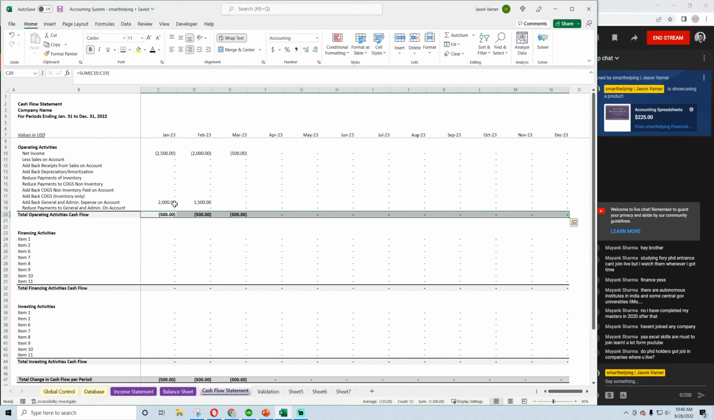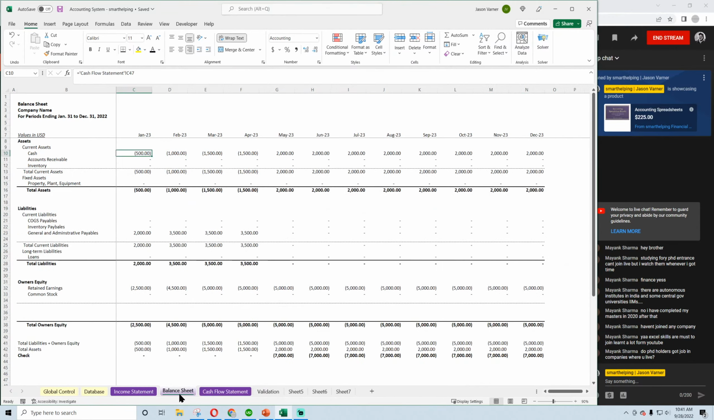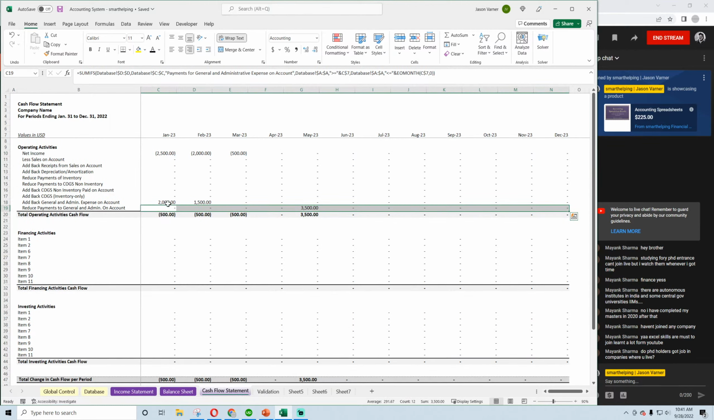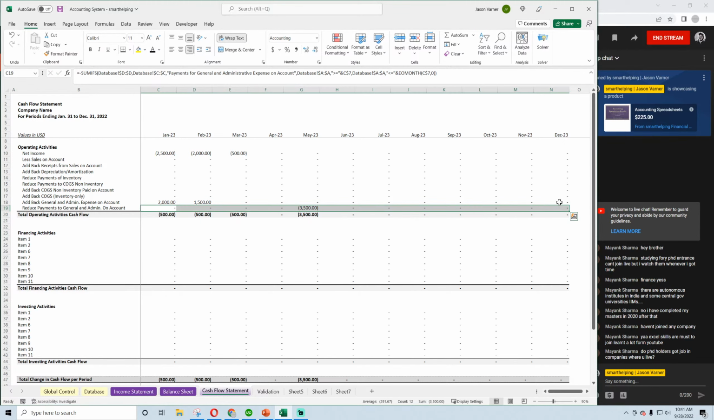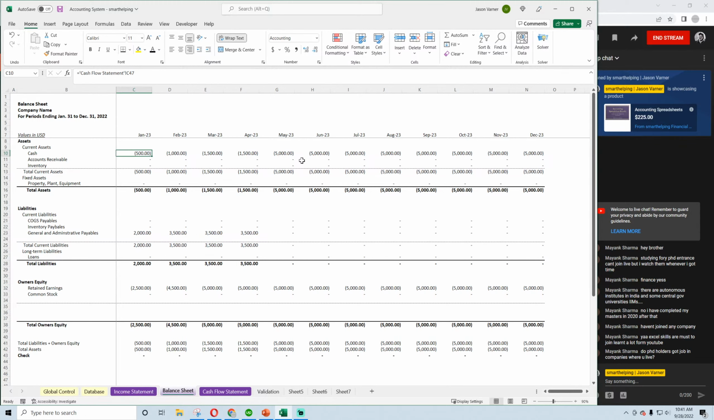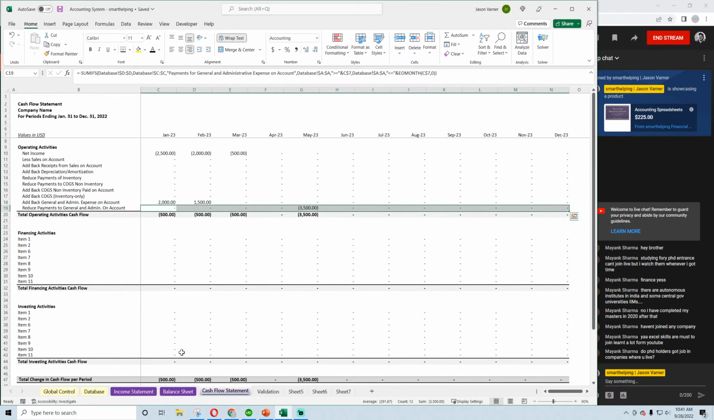May. I guarantee I spelled something wrong here. And so this one, payments for general and administrative. Yep, spelled it wrong. Administrative. I do not ever want to have to type that word again. All right, cool. So now we should be balanced. Wait, this is a reduction. Negative. Perfect. Okay, we got it. Awesome.